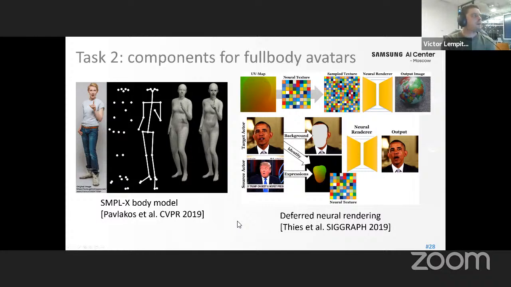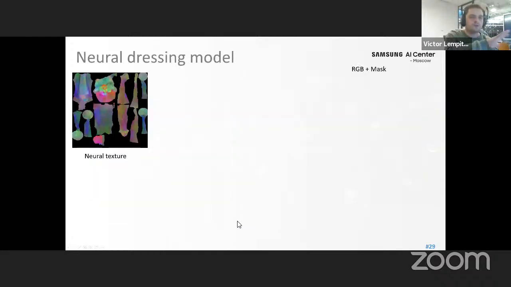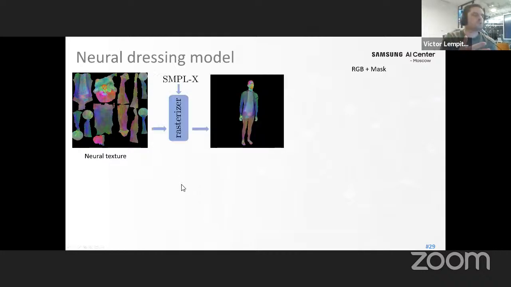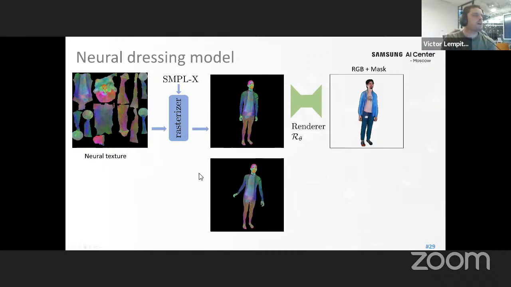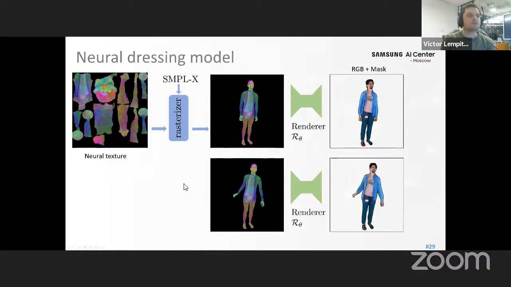So the original part without generative modeling works as follows, as you would expect. We have some neural texture, like in deferred neural rendering. We wrap it around the SMPL-X parametric body model. We have the renderer, which creates RGB plus mask. This is a convolutional U-Net type renderer. Then we have a different pose. We wrap the same texture, and the renderer should give us a different pose.